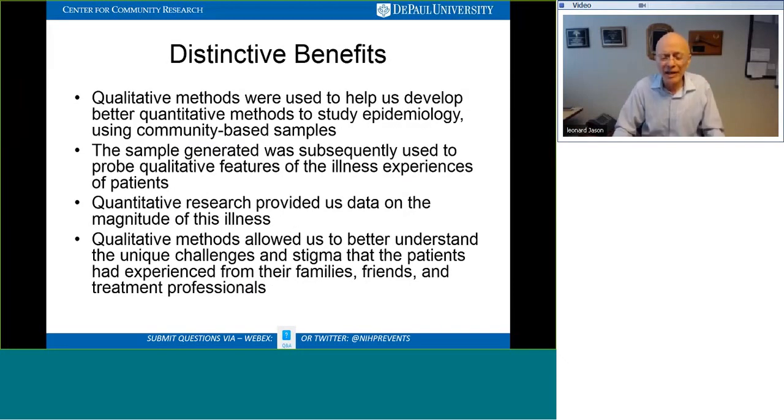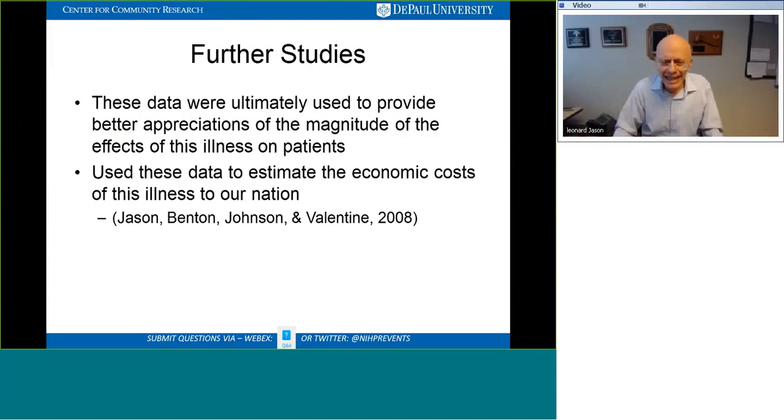So what are some of the distinctive benefits? Well, qualitative methods were used to help us develop better quantitative methods to study epidemiology using community-based samples. The sample generated was subsequently used to probe qualitative features of the illness experiences of patients. Quantitative research provided us data on the magnitude of this illness. Qualitative methods allowed us to better understand the unique challenges and stigma that the patients had experienced from their families, friends, and treatment professionals. These data allowed us to provide better appreciations of the magnitude of the effects of this illness on patients. We used these data ultimately to estimate the economic costs of this illness to our nation.